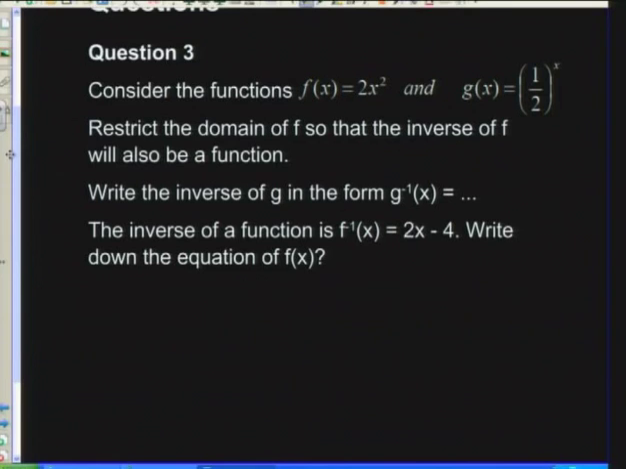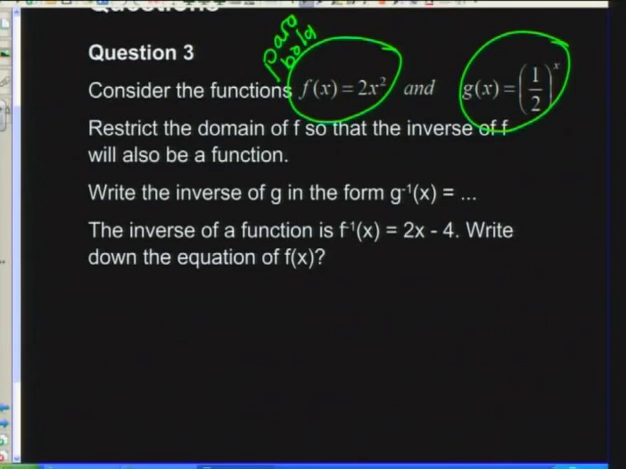They say to us, consider the functions f of x is equal to 2 to the power 2x squared, and g of x is a half to the power x. Now, what we're dealing with here is a parabola. Now, we're definitely going to do more of these sorts of questions next week. This graph over here is an exponential.